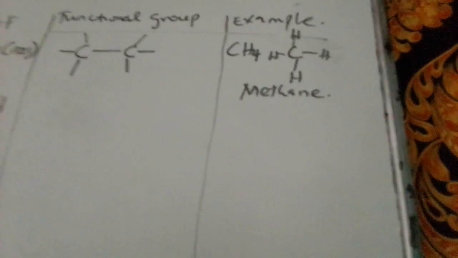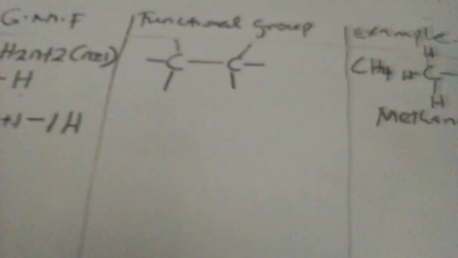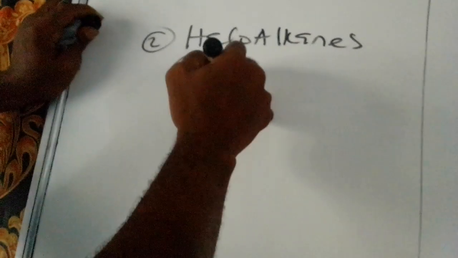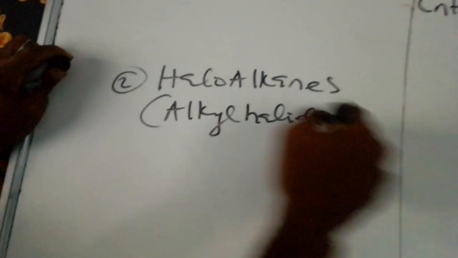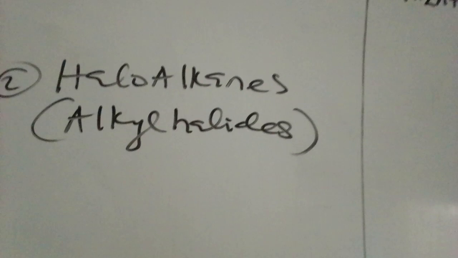So we have done a video on alkanes. You can watch the video on our YouTube. Then the second family we want to look at is the one called haloalkanes. Haloalkanes were formerly called alkyl halides. Haloalkanes are in fact the nomenclature; the common name is alkyl halides.